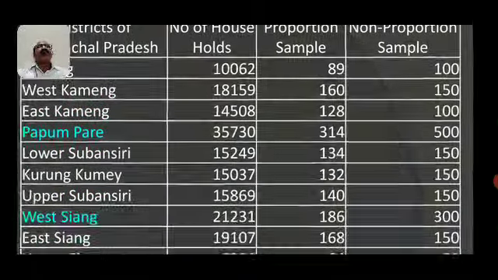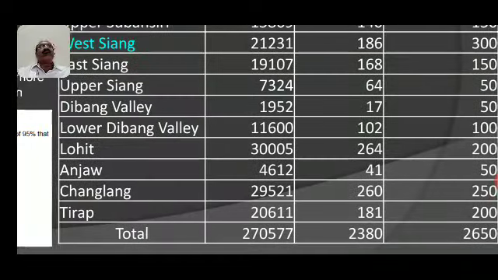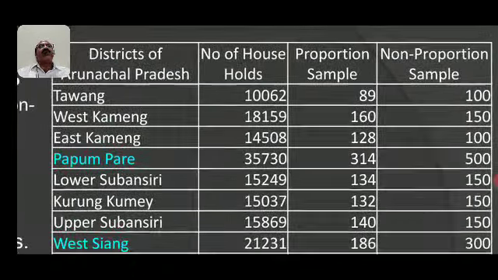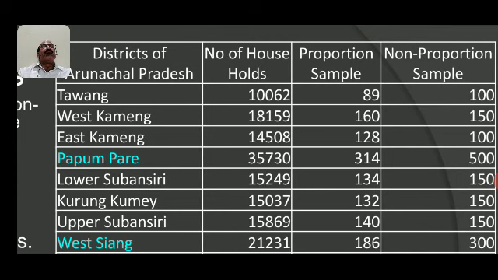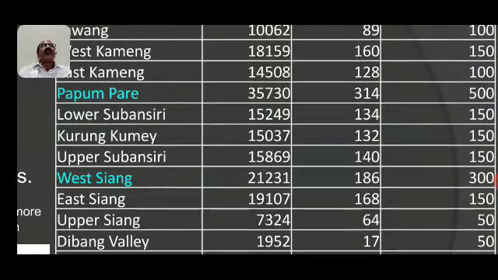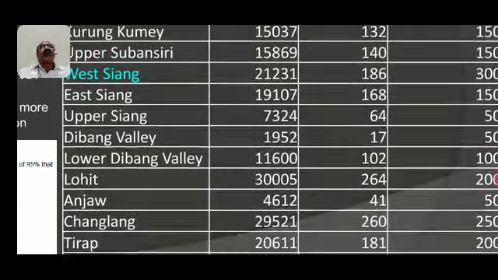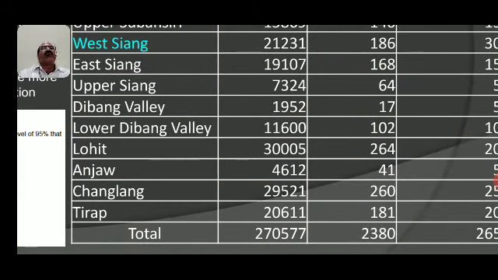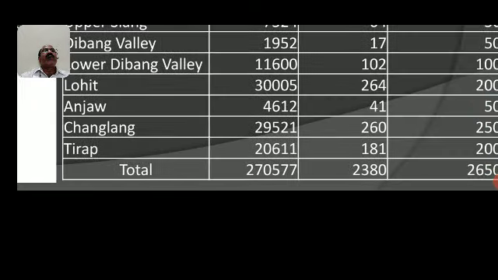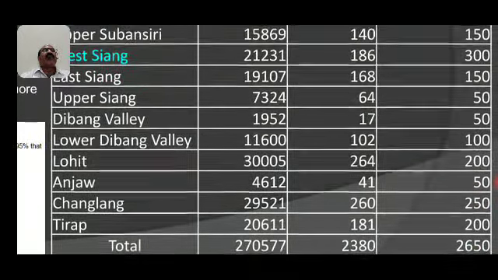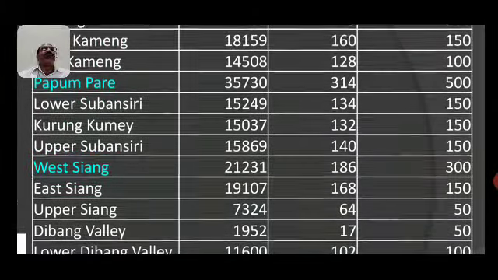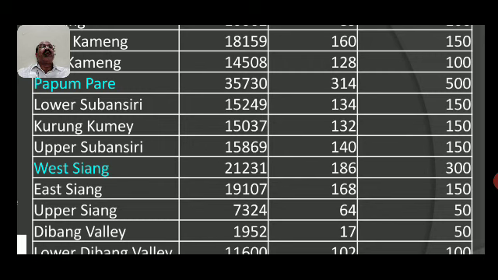So the proportionate sample size is 2,380. On the basis of households, there are 10,062 households in Tawang district, so I will have 89 samples. Say Papumpare, 35,730 households, so 314. Then Anjaw district, 4,612 households, so I will take only 41 samples. So likewise in total I am having 2,380. So the sample is good enough, and it is distributed proportionately.